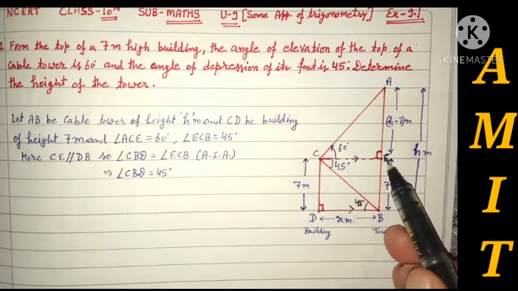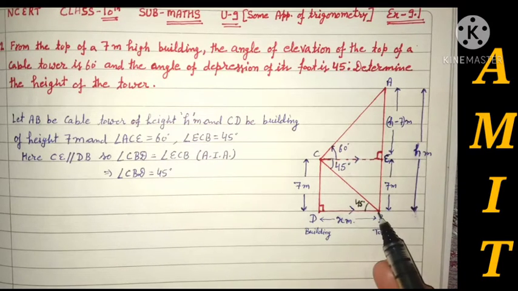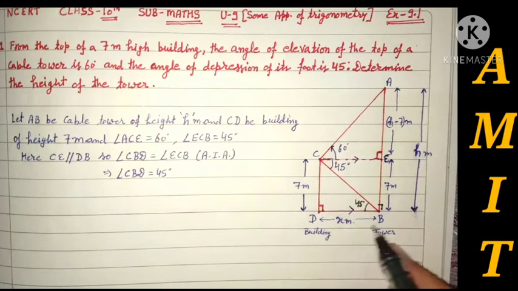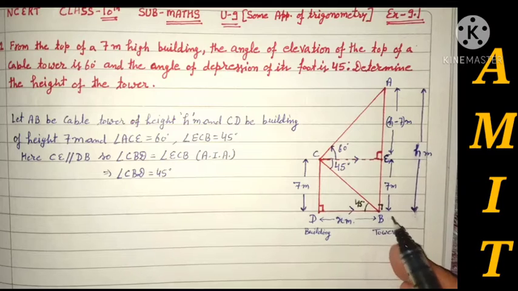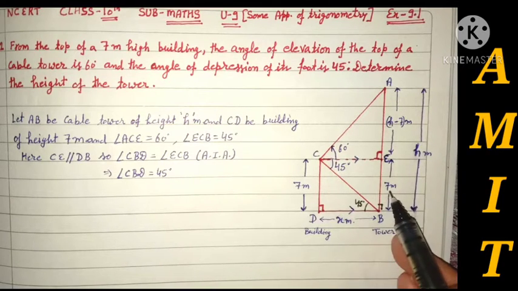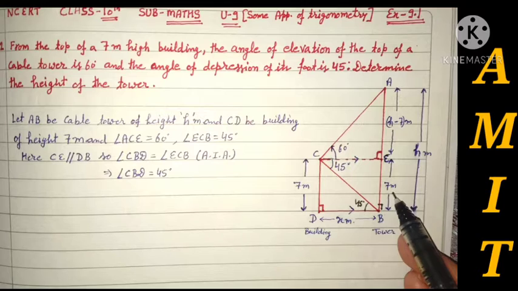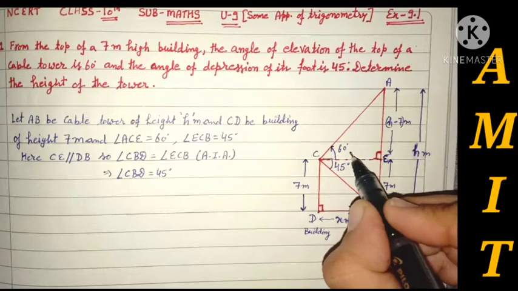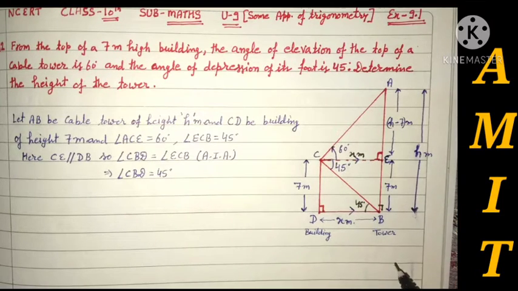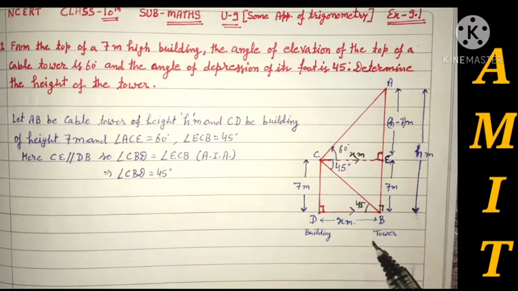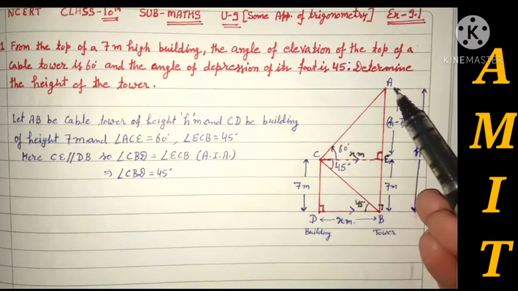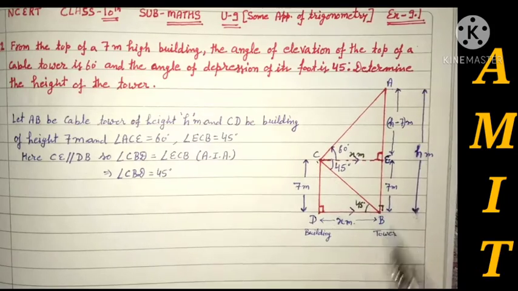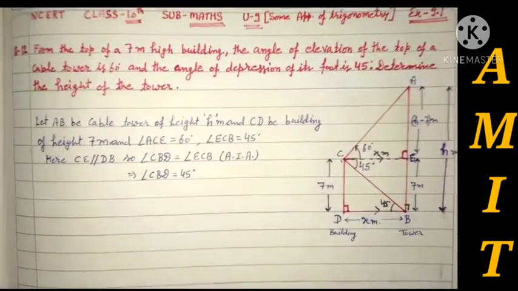And as CE is parallel to DB and they are perpendicular to the earth, CDBE will be a rectangle. So this 7 meter is also equal to EB, that is 7 meter, and BD is x meter, so EC will also be x meter. Now here in the diagram we have got two right triangles. One is ACE and the other is CDB. So now we are going to solve the question.